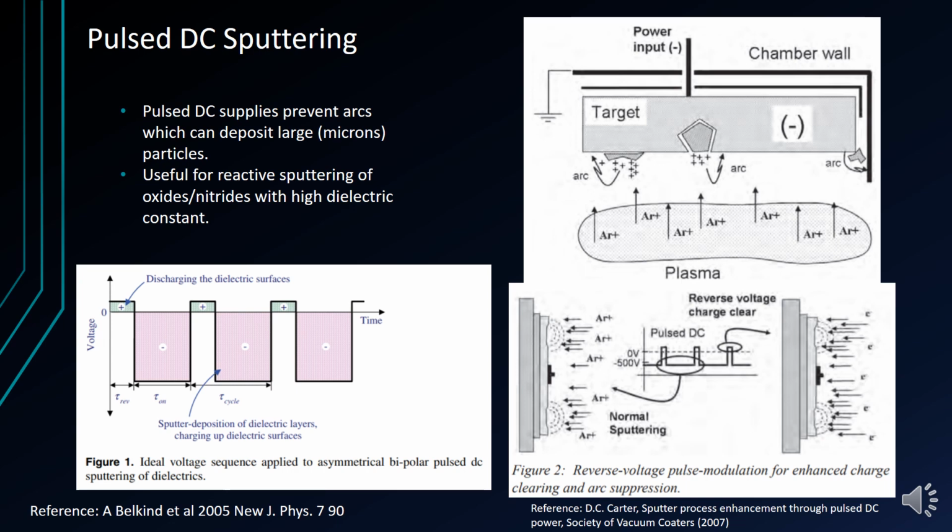Often these breakdowns cause sudden bursts of rapidly sputtered material in large particles. These particles can be micron in size and result in very non-uniform films. Pulsed DC power supplies apply power in short pulses with a slight opposite polarity pause in between. This pause serves to discharge those islands, preventing them from arcing.